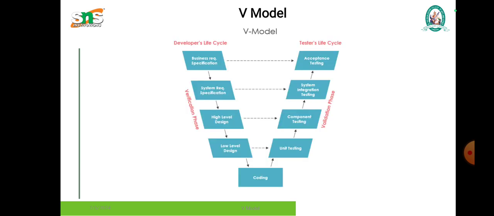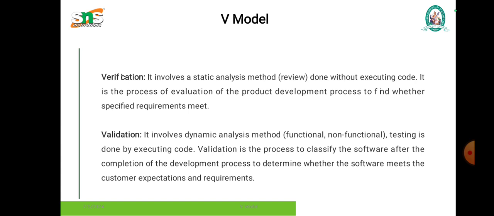So this is the diagram. The left hand side represents the developer's life cycle, and the right hand side represents the tester's life cycle. The developer's life cycle is called the verification stage, and the tester's life cycle is called the validation phase. So first we discuss verification, and then what is validation.